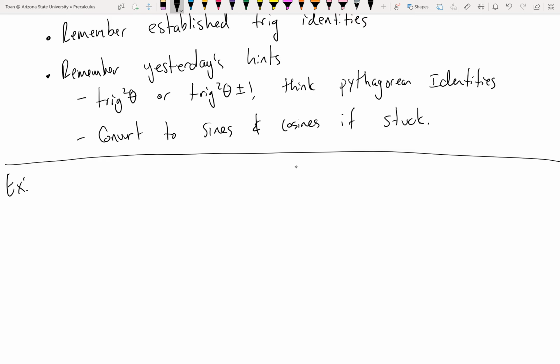So I'm just going to pick random examples from the practice, nothing special about these examples, but let's just do a handful so you can see it in action. So suppose I ask you to prove that if you take a cosine and you multiply it to secant minus cosine, that it equals sine squared.